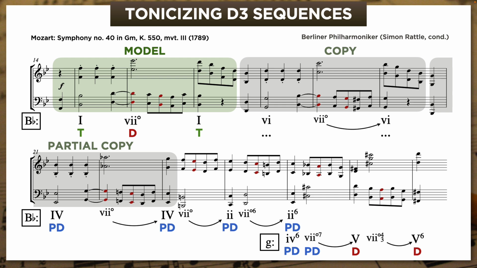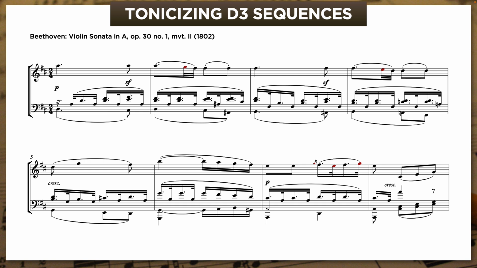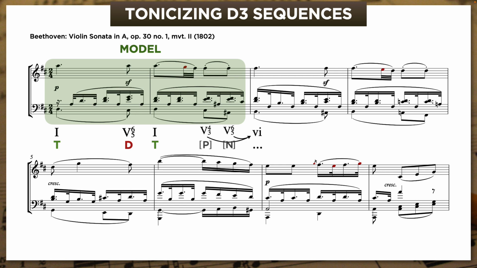Up next is another early Beethoven excerpt. This one is the slow movement from the first Opus 30 violin sonata, and its model has the highest number of chords we've seen so far, 5 or possibly 6 if we allow for that overlap I talked about earlier. It starts with a basic motion from 1 to 5 and back. After that, we get 2 applied dominants that set up the copy, which starts a third down on the submedian. So the whole model sounds like this.